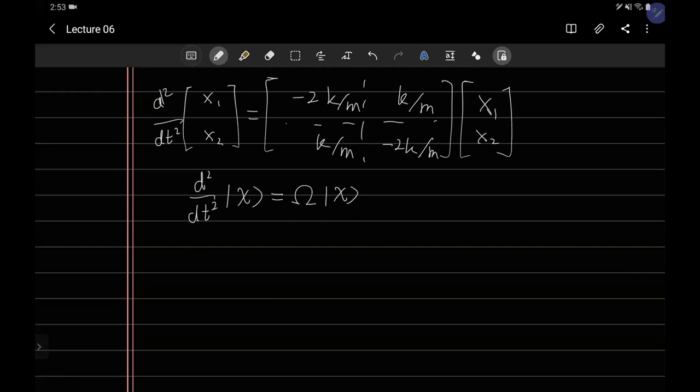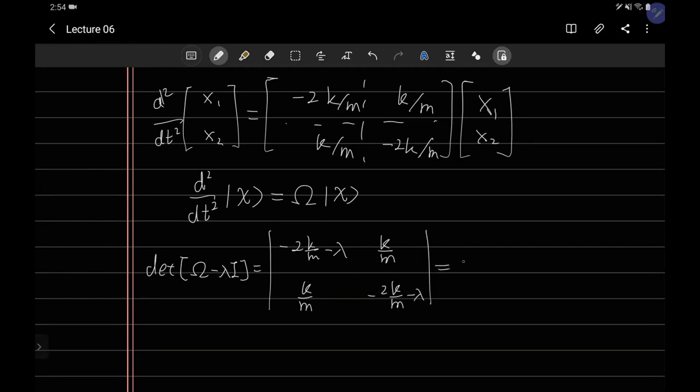So let's try to find the eigenvectors of this omega. Omega is like this, and to find the eigenvectors and eigenvalues, we have to solve the determinant problem. In this case, it is omega minus lambda I, which means we have 2k over m and k over m, and k over m and minus 2k over m. Now I apply minus lambda and minus lambda, and take the determinant. The determinant of this is the square of this, which is simply 2k over m plus lambda, squared, minus the multiplication of these two, which is k squared over m squared. And we want this to be zero.